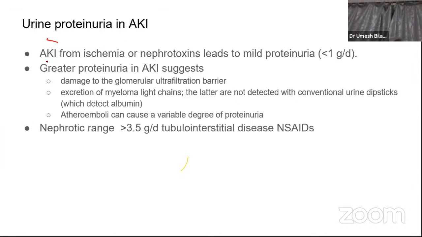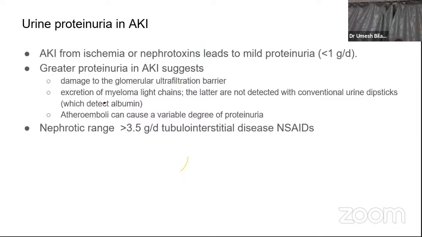So AKI from ischemia or nephrotoxin leads to less proteinuria. If the proteinuria is less than 1 gram per day, then probably hypovolemia, ischemia, and nephrotoxins are the causes of AKI. And if a lot of proteinuria is there, more than this, in the nephrotic syndrome range, then we can think of damage to the glomerular apparatus. Glomerular membrane damage is there. That's why proteinuria is happening.